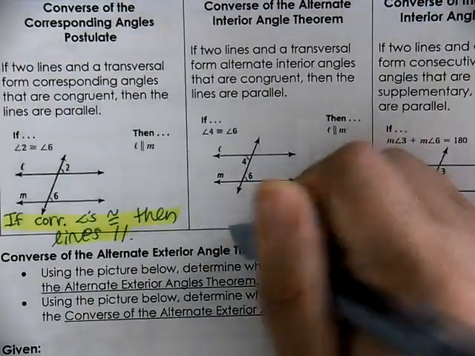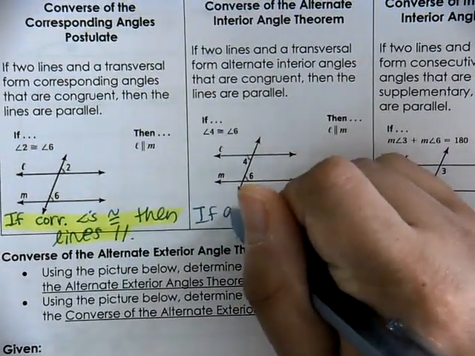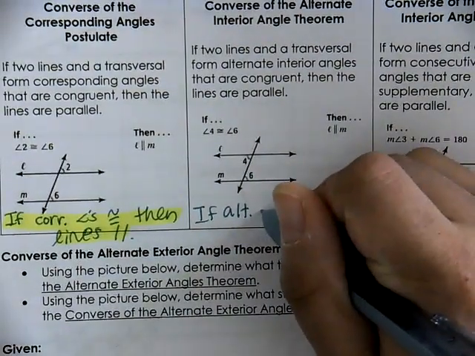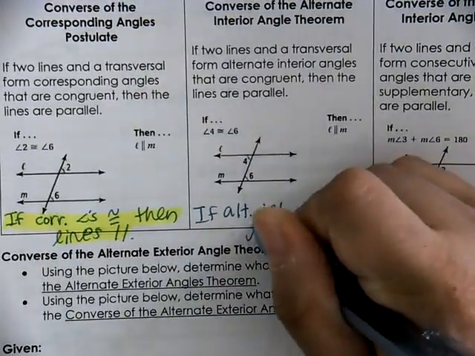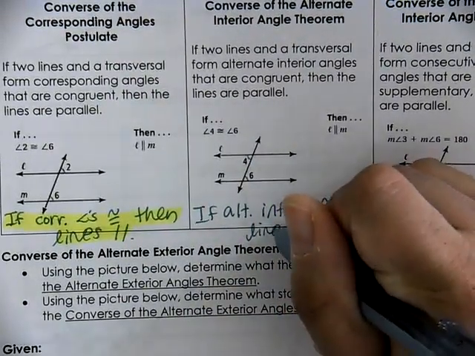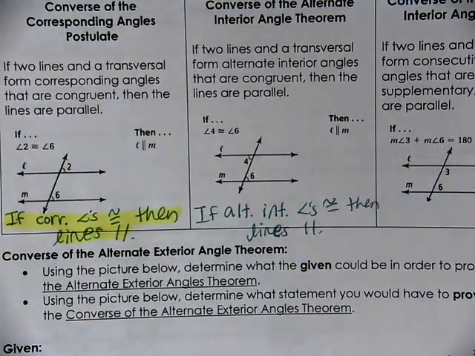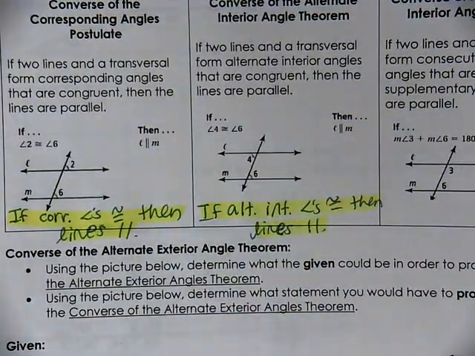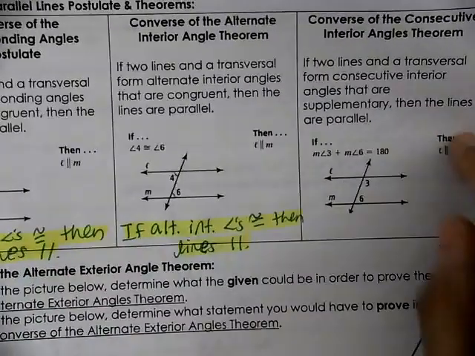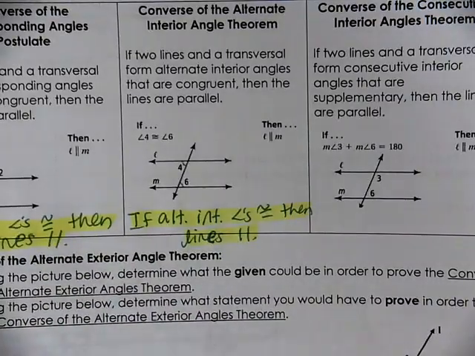So this one we would write if alternate, so ALT can be abbreviated, interior can be abbreviated, angles congruent, then lines parallel. Okay, and that's the second one, that this is a theorem this time. Now we could prove this theorem with the alternate interior angles theorem. We could prove the next one that we're about to see with the consecutive interior angles theorem. We could even prove the last one, which we are going to actually do, the converse of the alternate exterior angles. That's the only one we're going to prove together, just so you can see how it's done.